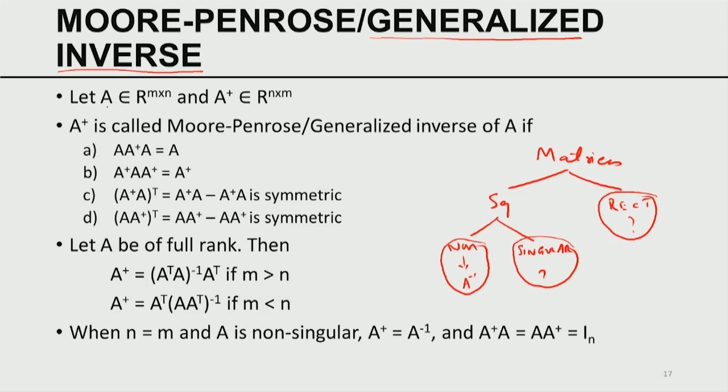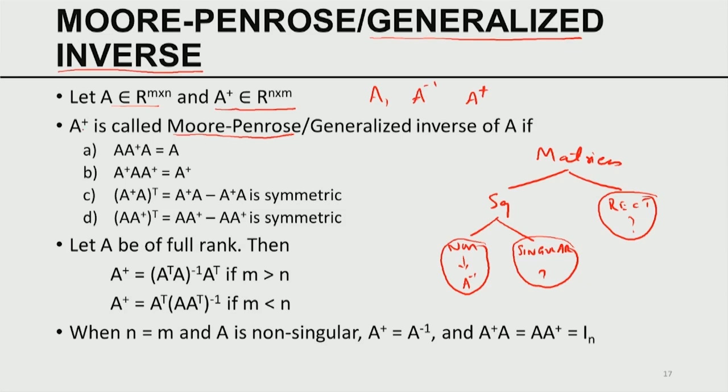So if A is a matrix of size m by n, A plus denotes the generalized inverse of A. A inverse denotes the ordinary inverse. So I would like you to look at the symbolism. A inverse and A plus. This is the ordinary inverse. This is generalized. A plus is the generalized inverse. Moore and Penrose were the first ones to define the notion of a generalized inverse.